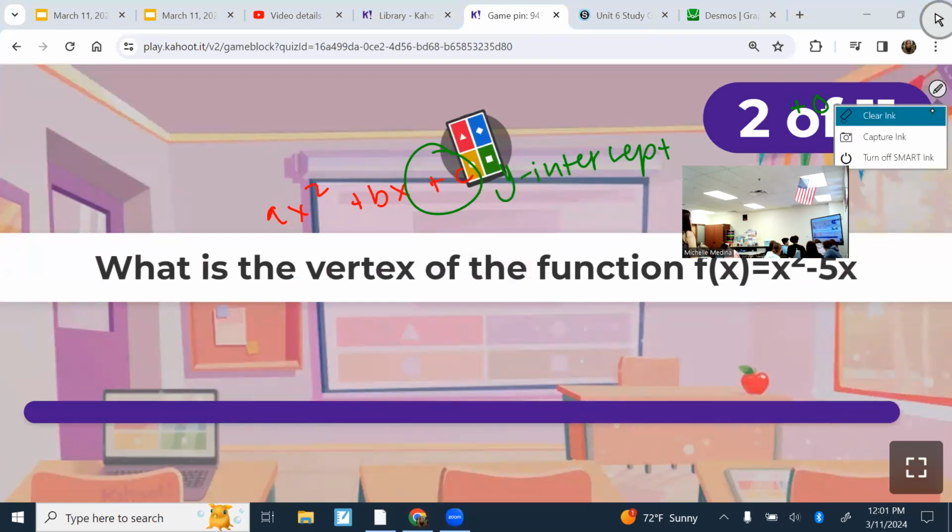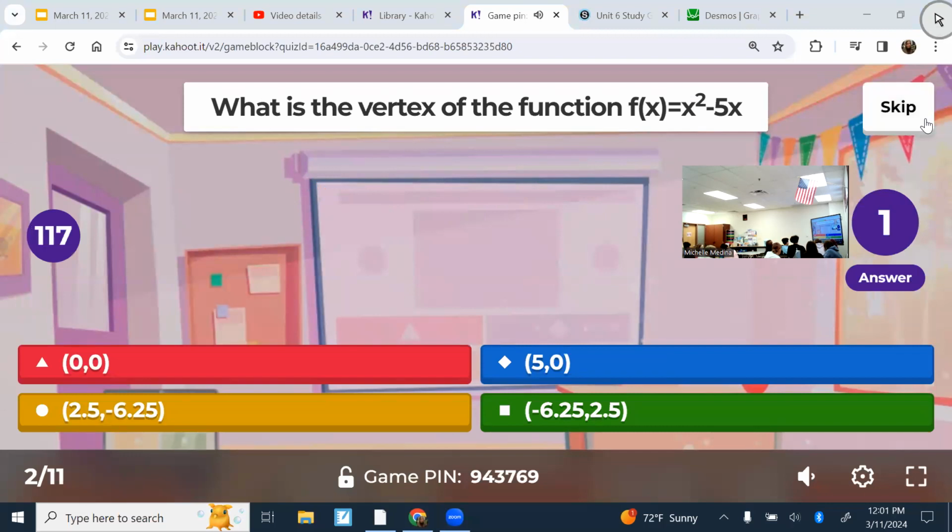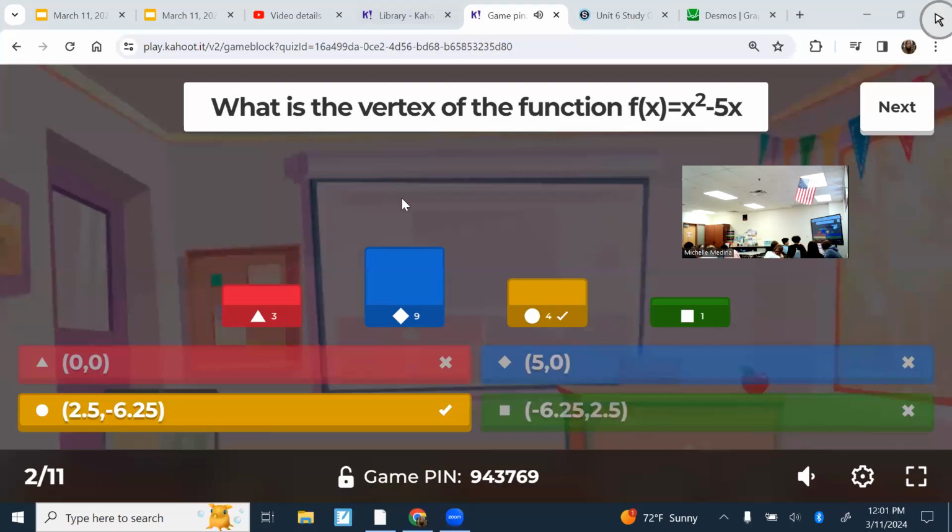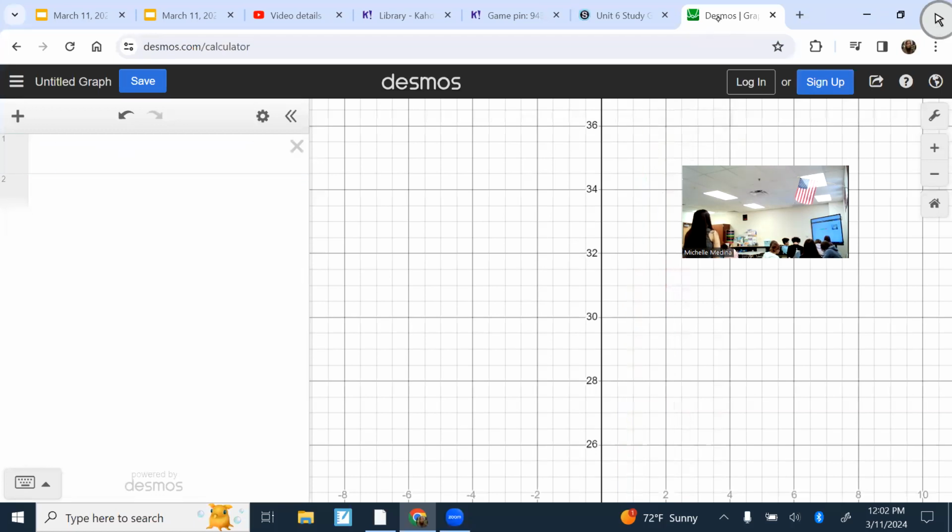Okay, what is the vertex of this function? X squared minus 5x, what's the vertex? So I don't have a way to tell the vertex when it's in standard form just by looking at it. You probably have to do some algebra for it, but probably the easiest way would be to just graph it. X squared minus 5x.